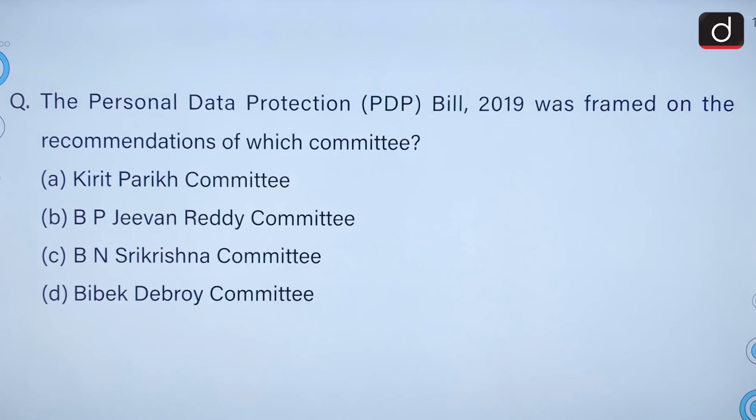Moving on, the Personal Data Protection Bill 2019 was framed on the recommendations of which committee? This is very painful to understand that India still hasn't made it an act. Data growing faster than ever. Privacy is a question that has already surrounded the information with respect to the data. So it should be remembered that this question is very important. It is Justice B.N. Sri Krishna Committee.